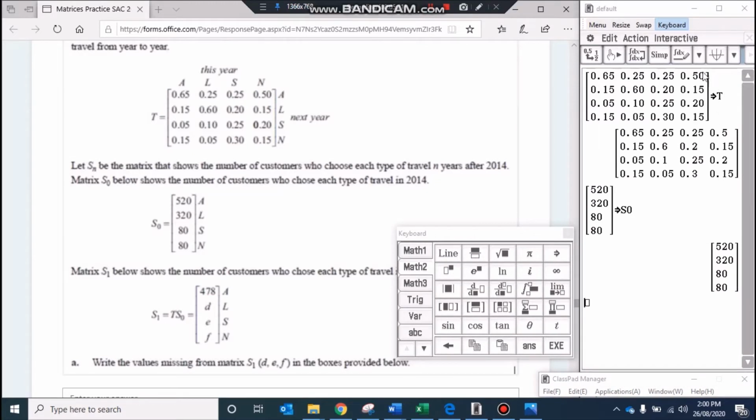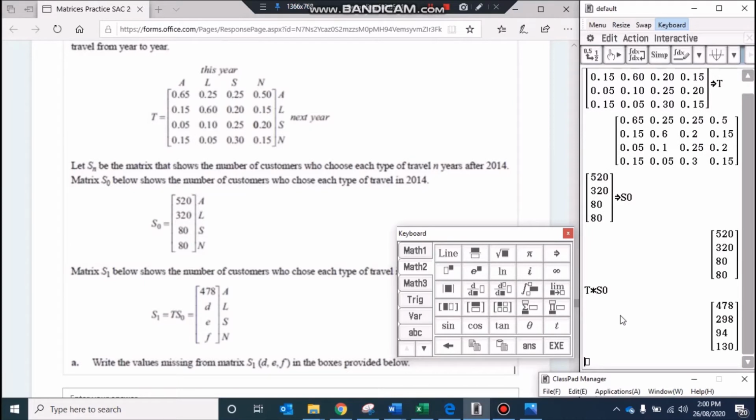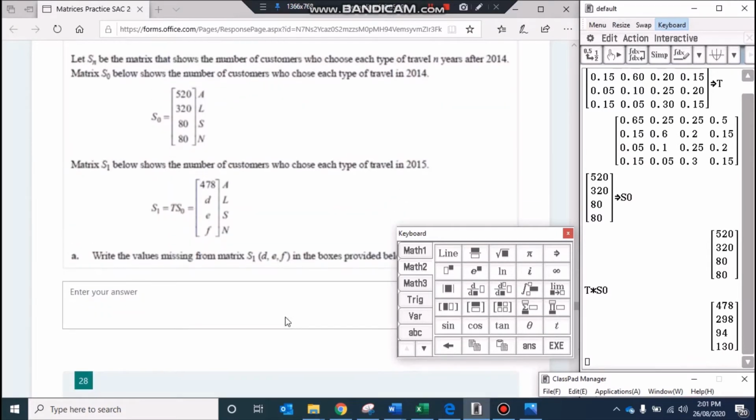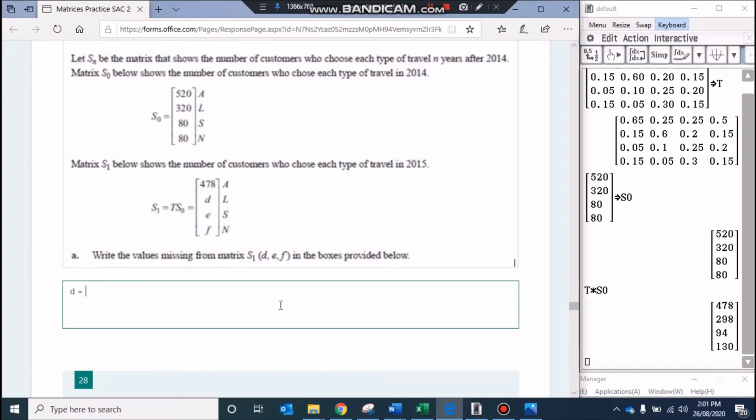Now that you've got your T matrix and your initial state matrix in here, we know that S1 will be T multiplied by that initial state matrix. And sure enough, thankfully, we get the same number for A, so we know we've done it right. And we have D is 298. We have E as 94, followed by F is 130.